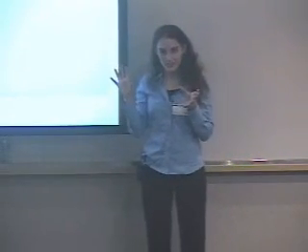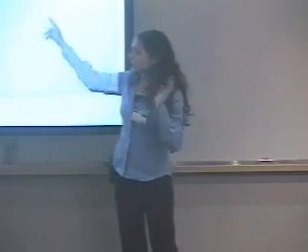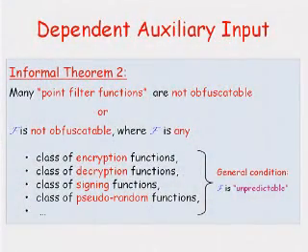So what can we show about the dependent case? Here we have a conditional result. Okay, it's a little weird. But what we show is, either many point filter functions cannot be obfuscated, and I'll explain what a point filter function is, or essentially most of the things you want to obfuscate, you cannot obfuscate. So you cannot obfuscate encryption functions, decryption functions, signing functions, pseudorandom functions, and essentially you cannot obfuscate anything that's sufficiently unpredictable. So either you cannot obfuscate point filter functions or you cannot obfuscate almost anything else. That's, very loosely speaking, the theorem.